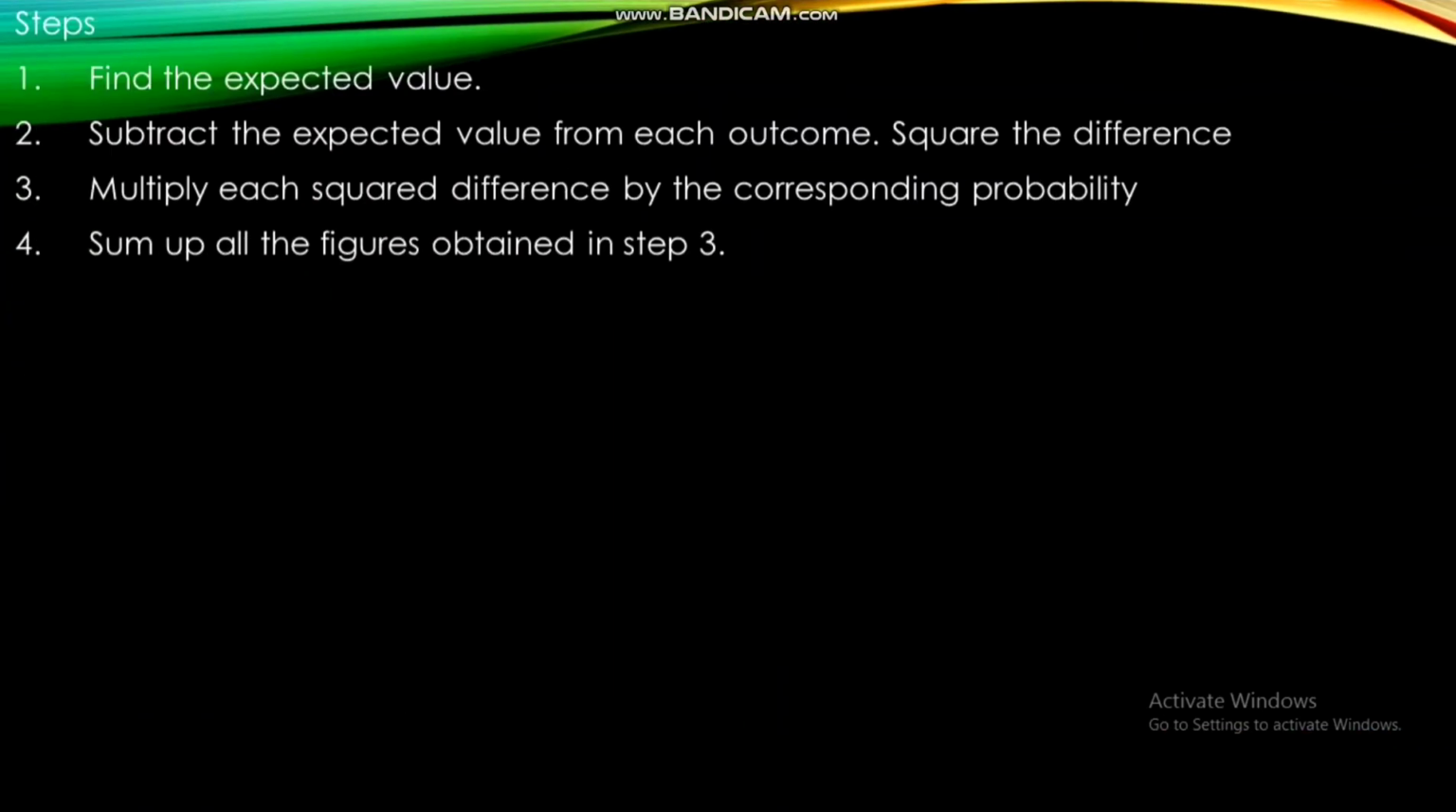First step, we have to find the expected value. What is the expected value? That is the mean of a discrete random variable. Step number 2, subtract the expected value from each outcome, that is the value of x. Then square the difference. Then multiply the squared difference by the corresponding probability. Then step number 4, sum up all the figures obtained in step number 3.